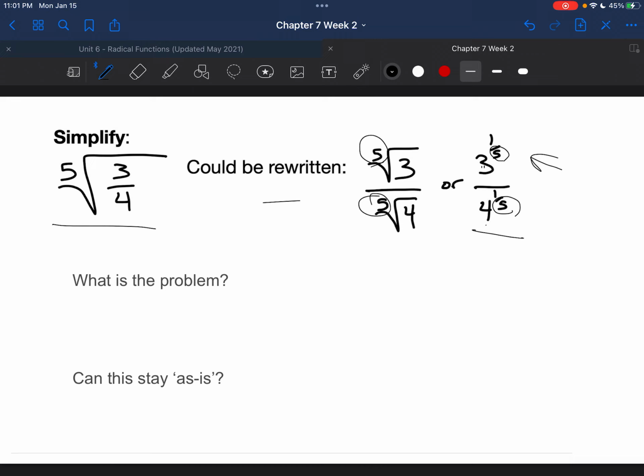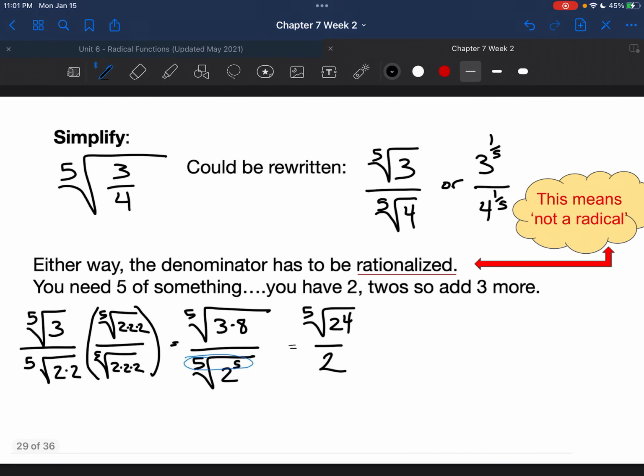Okay. Now, what is our problem when we have something like this? Okay. Well, the problem is that it doesn't matter which way we have this written. We end up with a radical on the bottom. Okay. And in mathematics, radicals cannot stay on the bottom. So we're going to have to do something called rationalizing the denominator in order to move that radical out of the bottom.